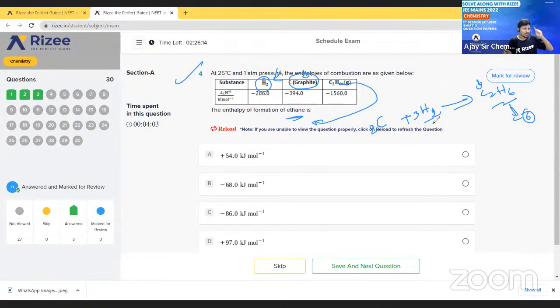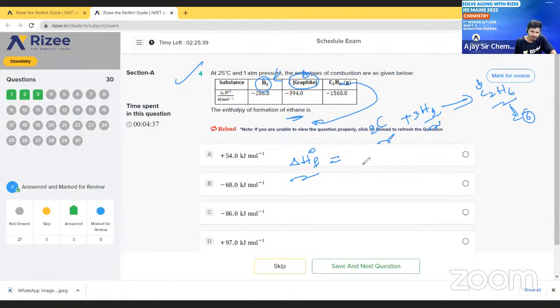Now understand: 2 moles of carbon are there, and 3 moles of H2 are there. Both combine and produce C2H6, that means ethane. What we have to find is just the enthalpy of formation. We will indicate it like this. How do we calculate the enthalpy of formation? This is very, very important.